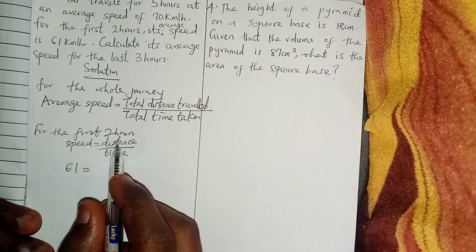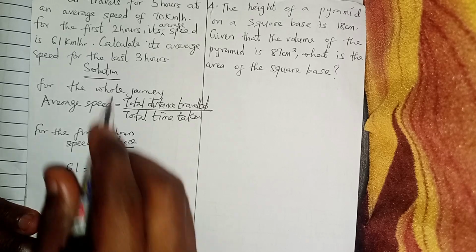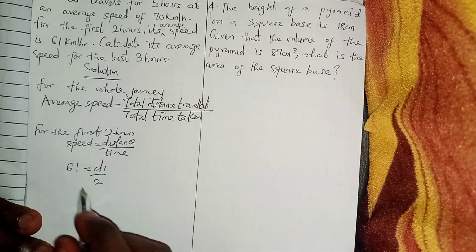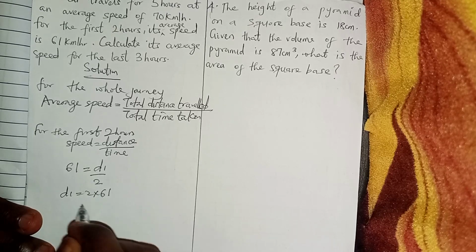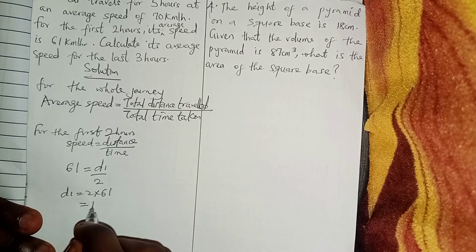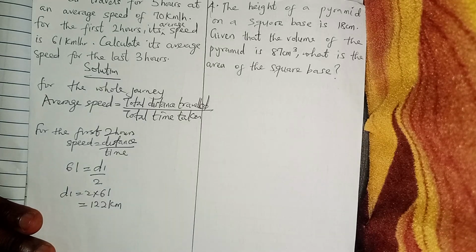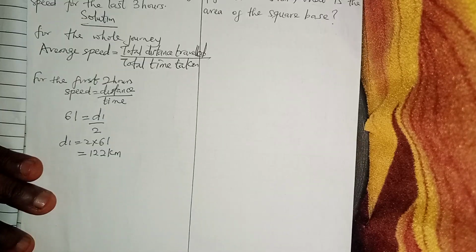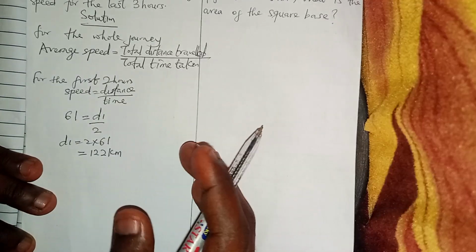the distance covered within the hour, let's call it D1, over the time. The time is just 2 hours. So when you cross multiply, you get D1 equal to 2 times 61, and that gives 122 kilometers. We need the other distance too, but we don't know that.